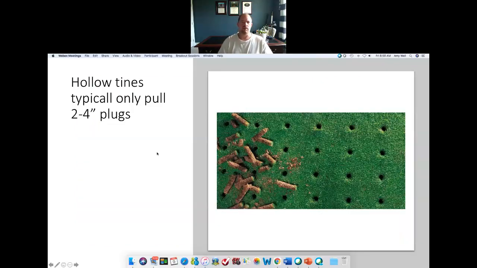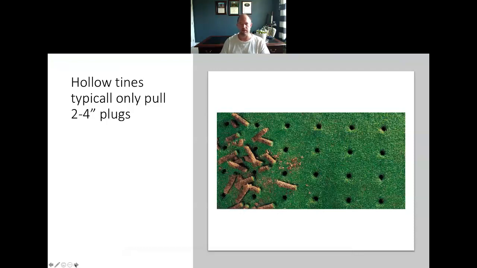Typically, with the hollow tines, you're going to pull about a 2 to 4 inch plug out of the ground. That's pretty common. You do have some larger pull behind or tri-mount type units that have the ability to maybe go a bit deeper than that. But for most equipment, you're typically only going to get into about the top 2 to 4 inches, depending on how wet the soil is.